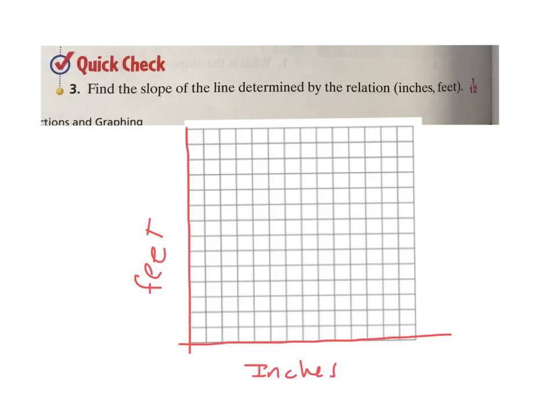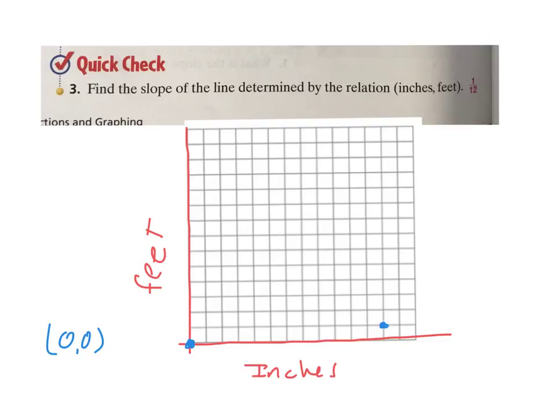But anyway, so we know that. Now, this is going to have a little fun with this one. We know that 0 inches is the same as 0 feet, right? So I have my point 0, 0. We know that 12 inches, and let's count that, 1, 2, 3, 4, 5, 6, 7, 8, 9, 10, 11, 12 inches is 1 foot, right? So 12 inches is 1 foot.